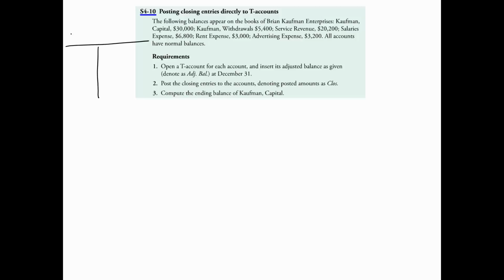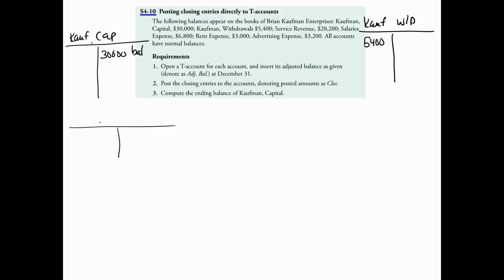So we'll have Kaufman Capital, which has a balance of $30,000, and we know Capital has a credit balance, so that's over here. And then we'll have Kaufman withdrawals, which has a debit balance of $5,400, and then service revenue has a credit balance of $20,200, and then we've got our expenses.